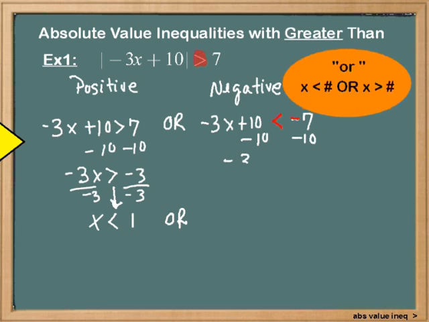And we have a -3x is less than a -17. Dividing out the -3 causes us to flip that inequality sign again, and we have x is greater than 17/3.